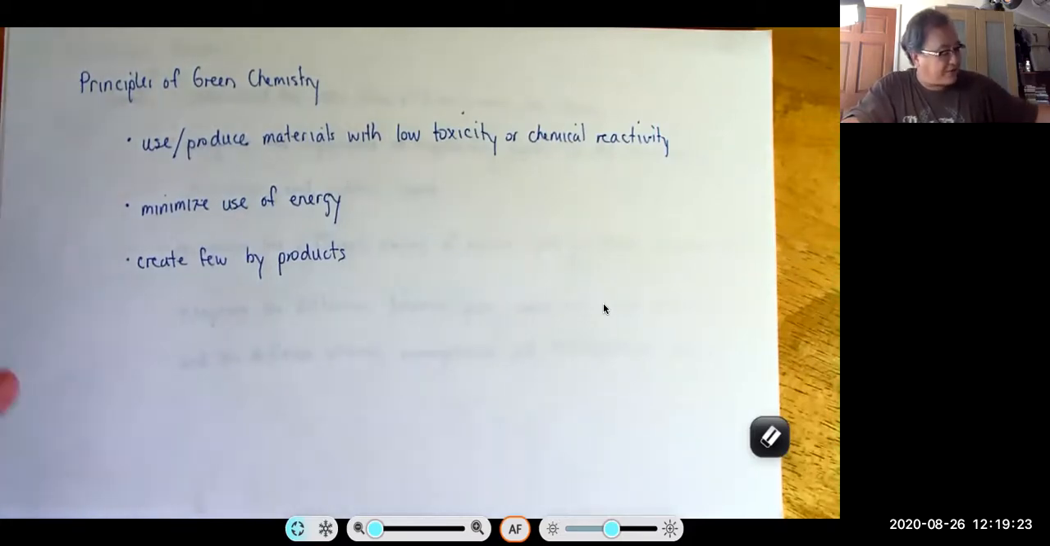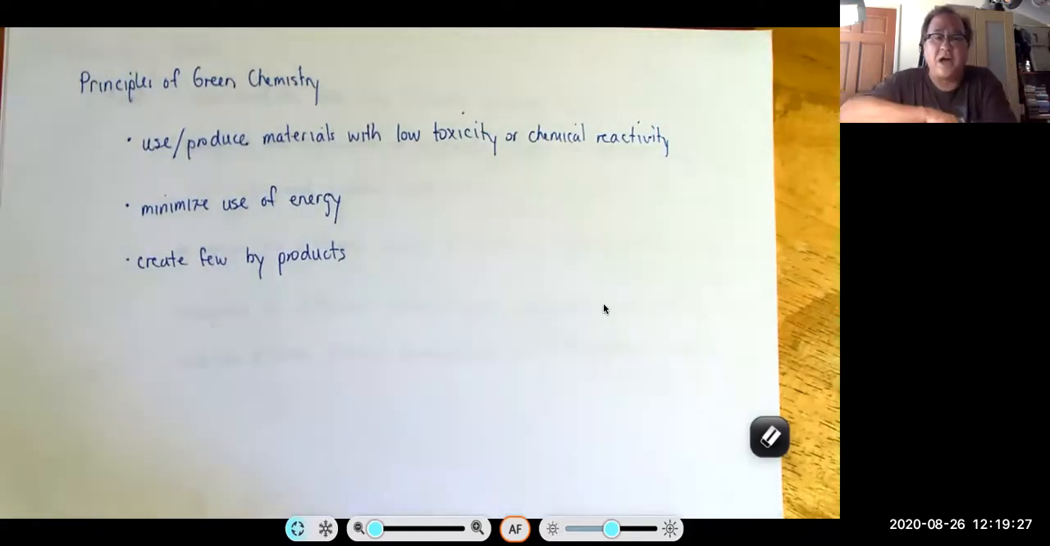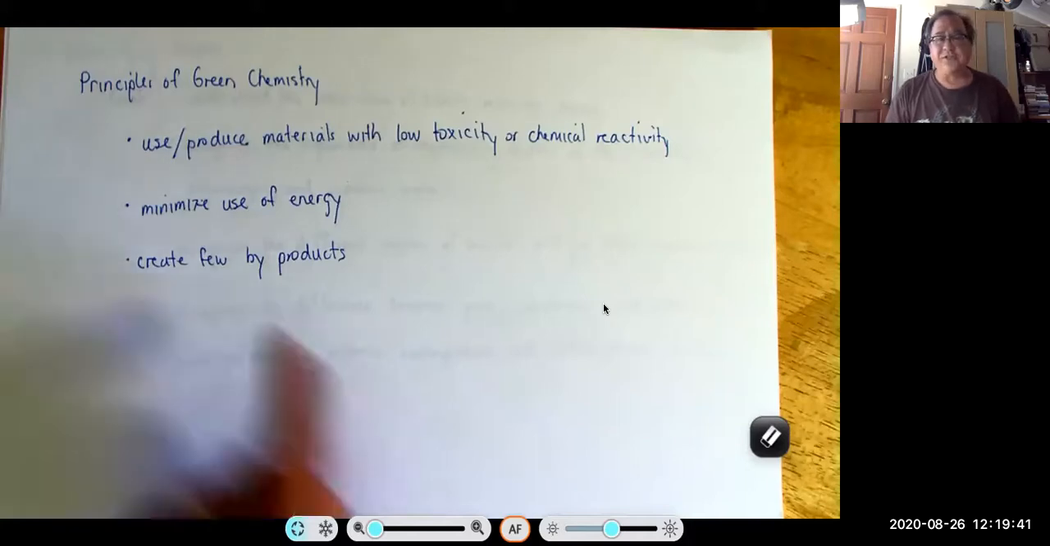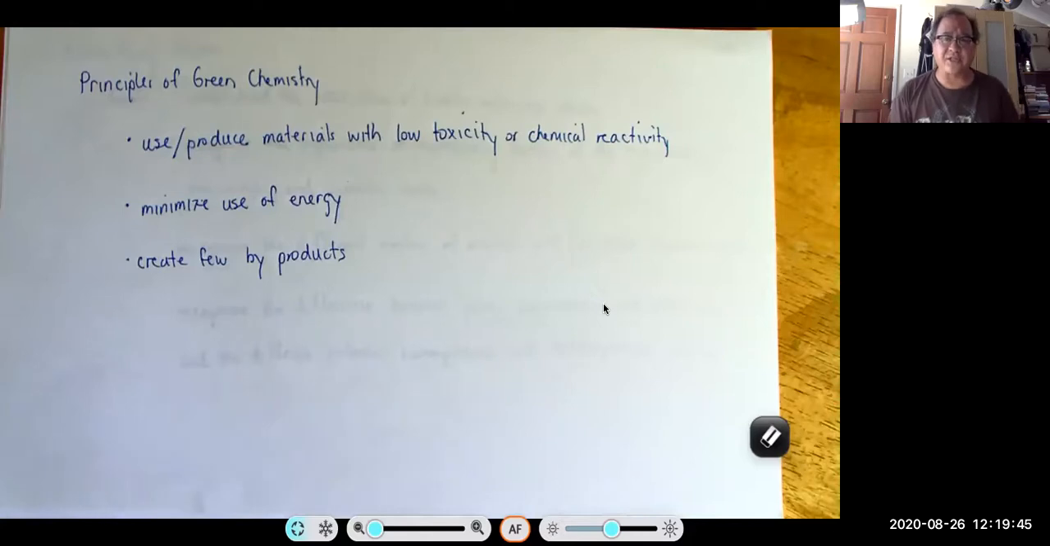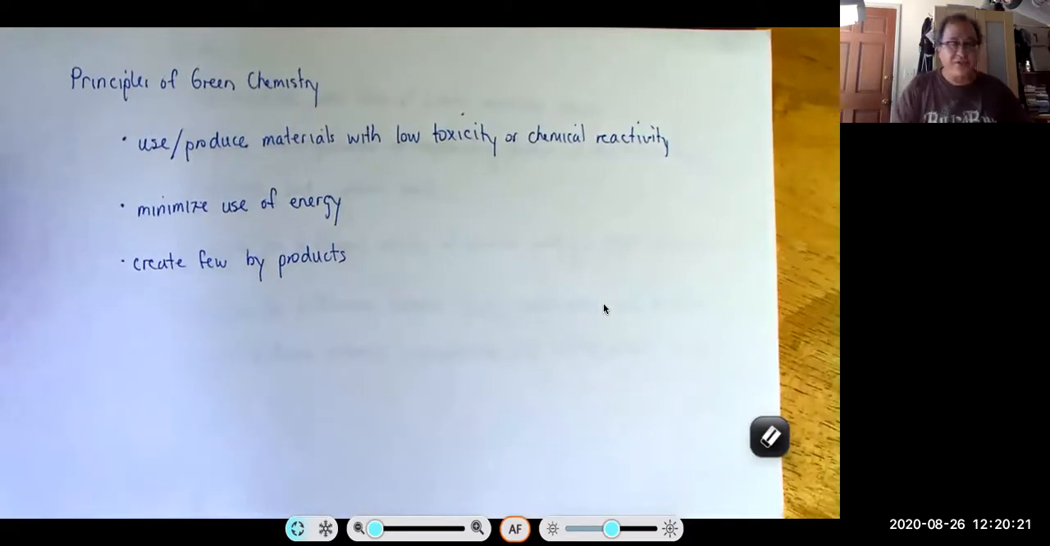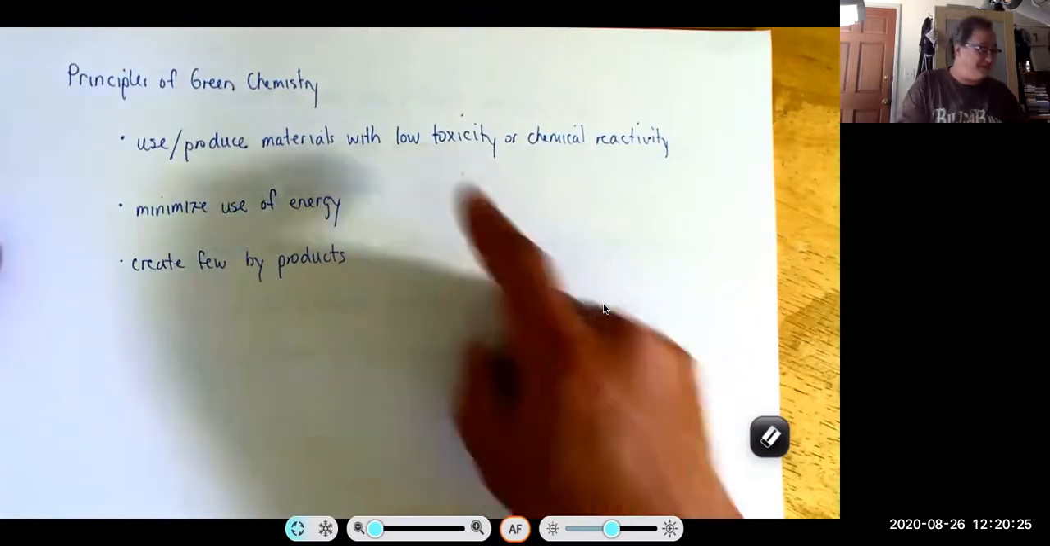So when you look at that big old list, these are the main ideas: to use and produce materials with low toxicity or chemical reactivity. That way they're less harmful to people for the toxicity, less harmful for the environment for reactivity. You want to minimize the use of energy. So what that means is you'd prefer to do a chemical reaction at room temperature. You'd prefer to do a chemical reaction at atmospheric pressure, not under high pressure or low pressure, because both situations require energy to maintain that type of pressure. And you want to create few byproducts, okay? Regardless of whether or not the byproducts are harmless or not, you really don't want to have a whole lot of byproducts. Those are your basic ideas of green chemistry. All right. We do practice green chemistry in our class, and we've been doing it forever, because who wants to work with a bunch of toxic chemicals? Not me. All right.